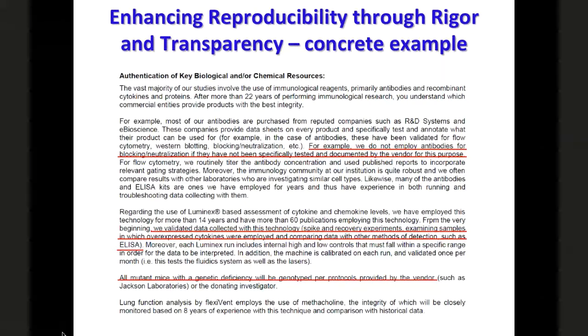All the mice are going to be genotyped. We're going to always measure to make sure they don't revert or get mixed in with other strains or whatever. So these are things that are required based on this new emphasis on reproducibility and rigor that the NIH has been putting out.